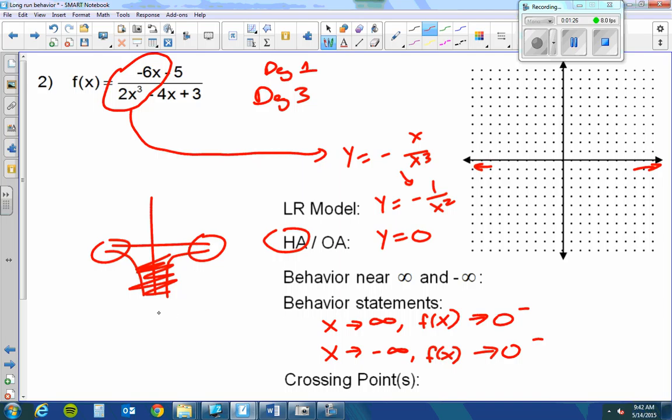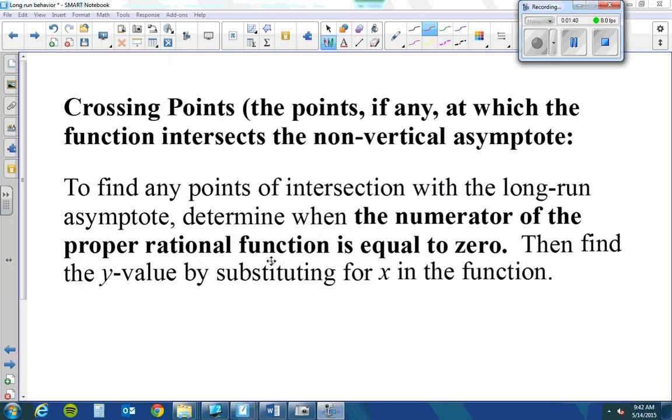Now, crossing points. Look in your note sheet and find which number tells you about crossing points: number 1, 2, 3, 4, or 5. Read that to yourself. Read number 5. Now, it sounds like a lot, but it's not that bad. Basically, you focus on this part here. You figure out when the numerator of the proper rational function is equal to 0.